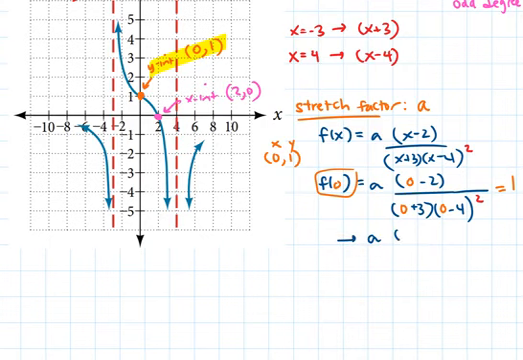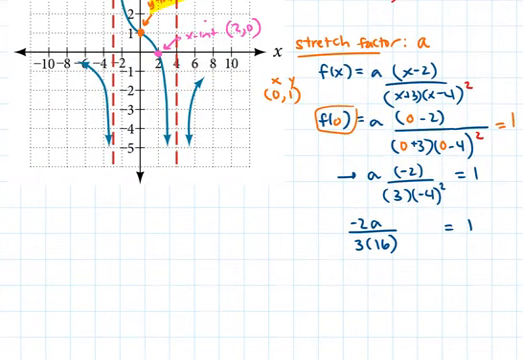Now 0 minus 2 is negative 2. 0 plus 3 is 3. And we have negative 4 squared, still equaling 1. Clean it up just a little bit more. We have a negative 2a. And 3 times negative 4 squared, 3 times 16, still leaves us with a 1.